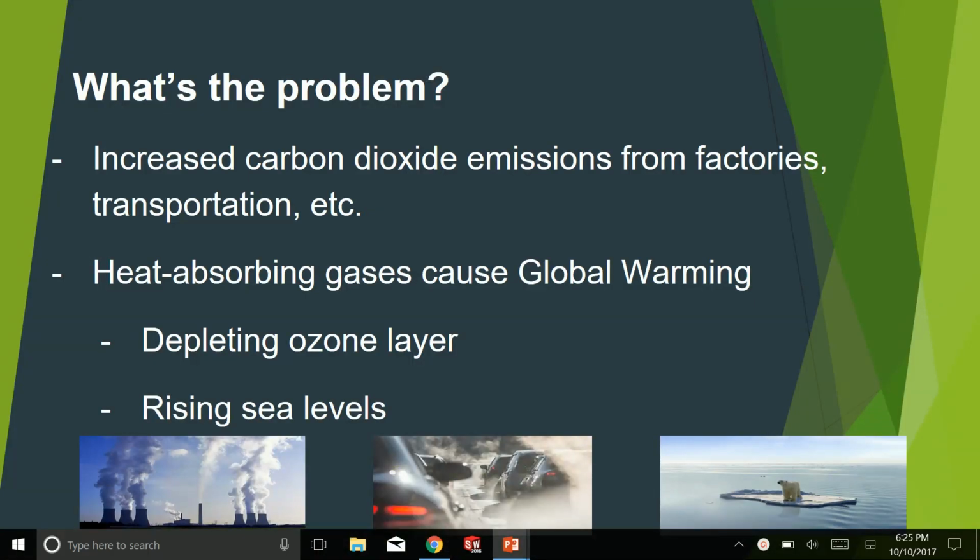What's the problem? The problem is increased carbon dioxide emissions from factories and transportation and other sources. Heat-absorbing gases cause global warming. This also causes depleting ozone layers and also rising sea level.